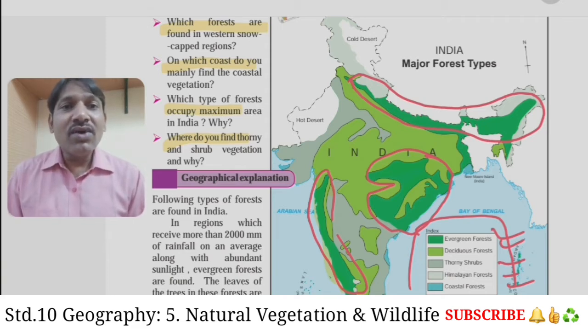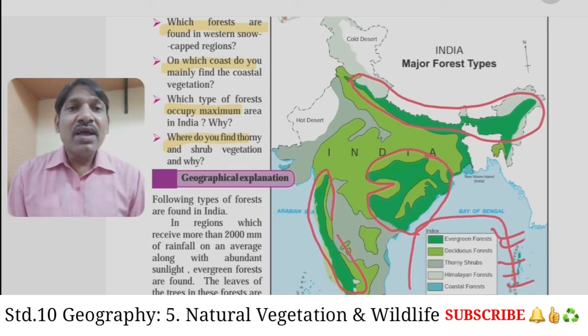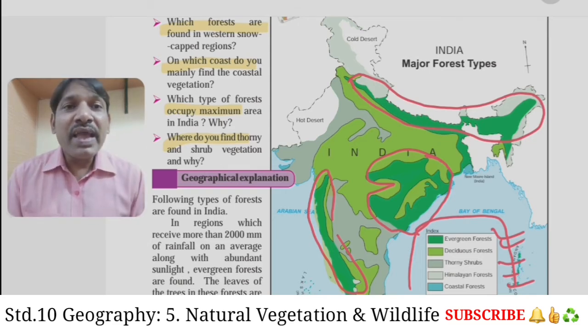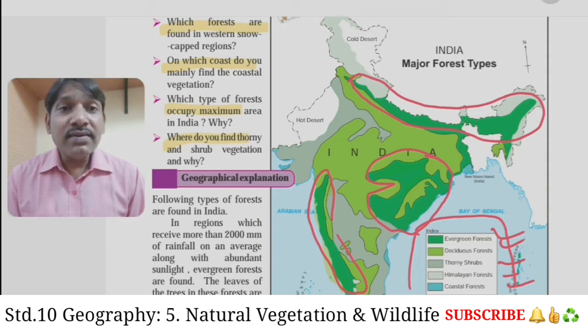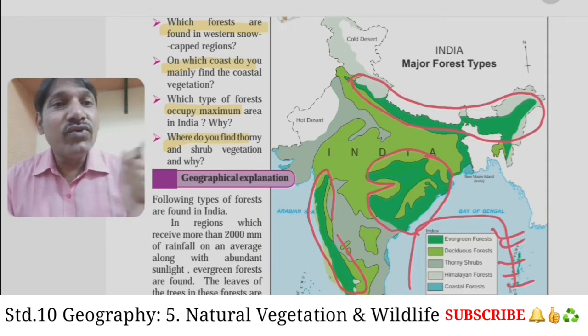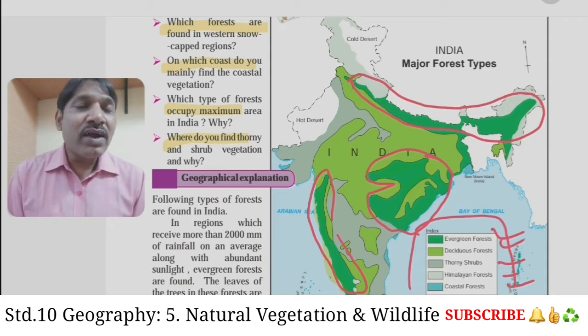Okay, students, now see here, the leaves of the trees in these forests are broad and green. The trees have hardwood, heavy and durable. So what kind of wood can we get from such kind of forest? The trees have hardwood, heavy as well as durable. Okay, yes, students, have you understood? For example, we can find mahogany here, rosewood, then rubber.